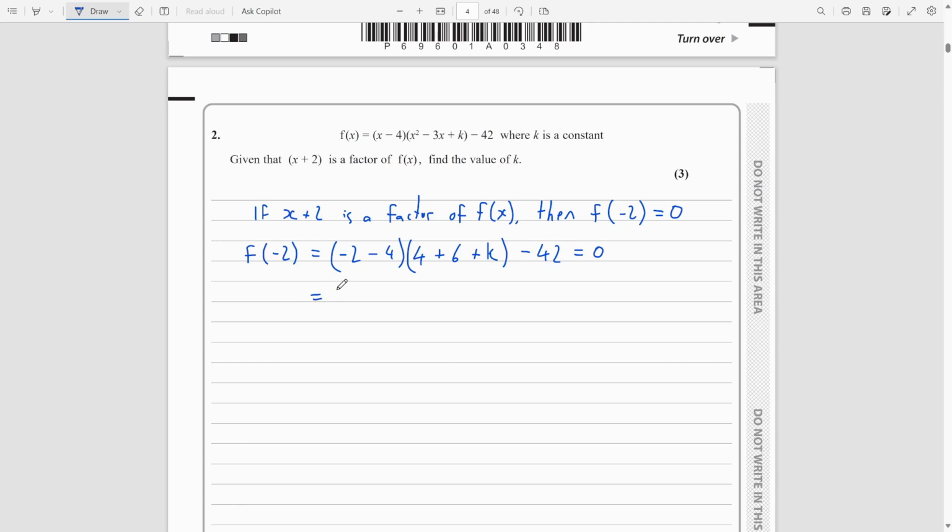So what have we got? We've got -6 multiplied by 10 plus k, minus 42, equals 0. Now I'll add 42 to both sides. So -6 times 10 plus k equals 42. Divide both sides by -6, and I get 10 plus k equals -7. Subtract 10 from both sides, and we get k equals -17.